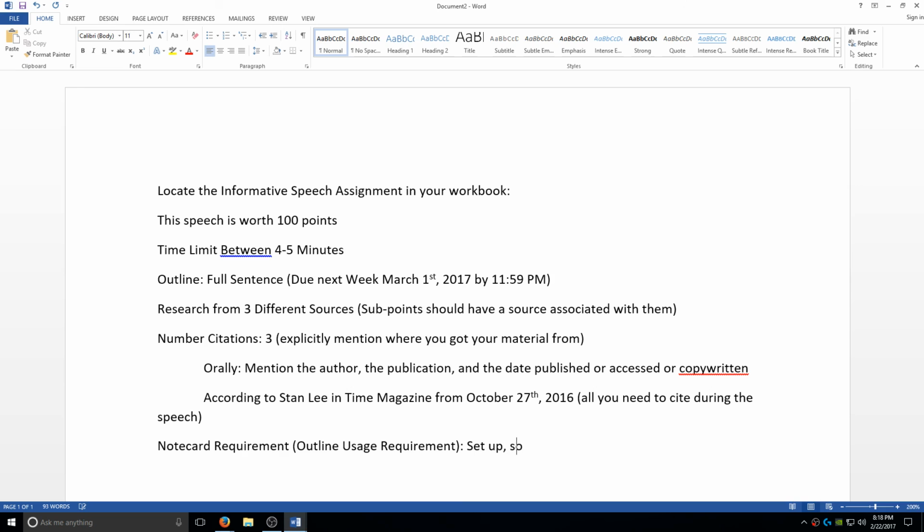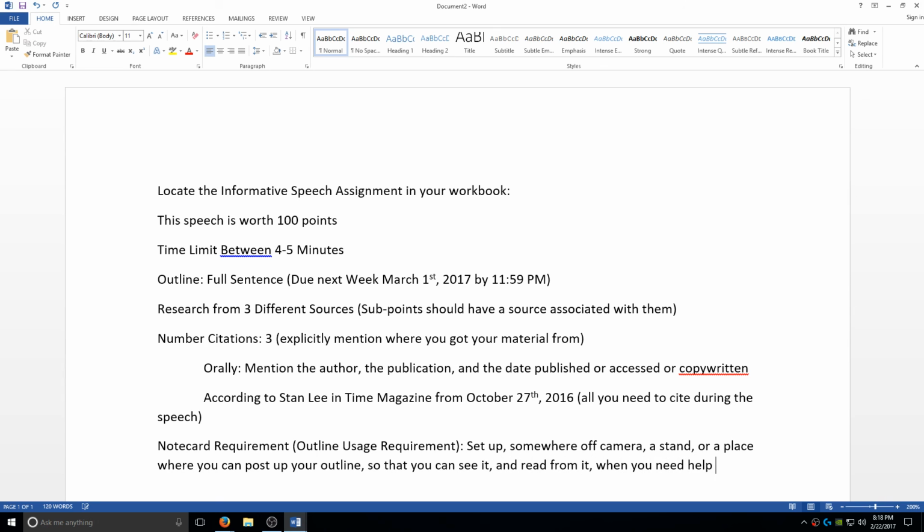Set up somewhere off camera, a stand or a place where you can post up your outline so that you can see it and read from it when you need help remembering your speech.